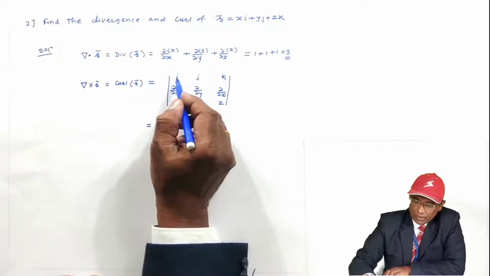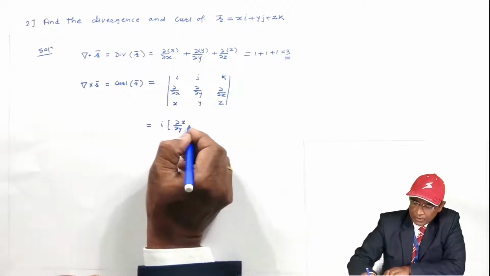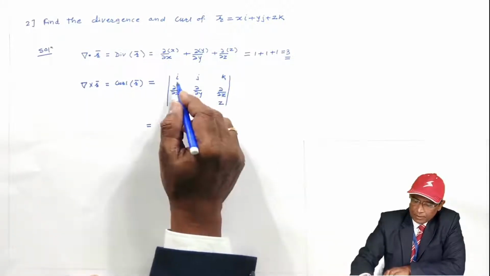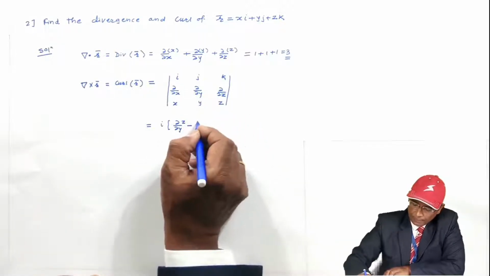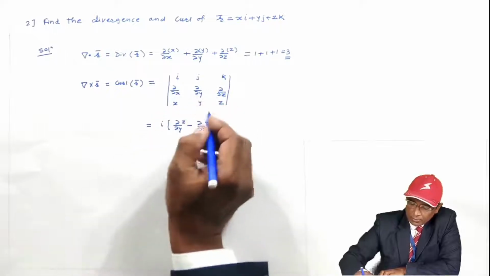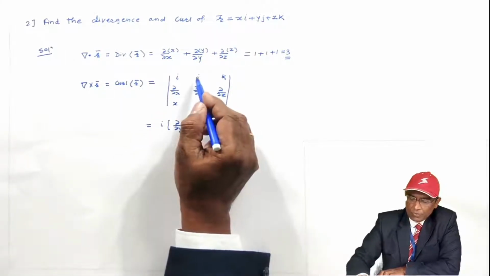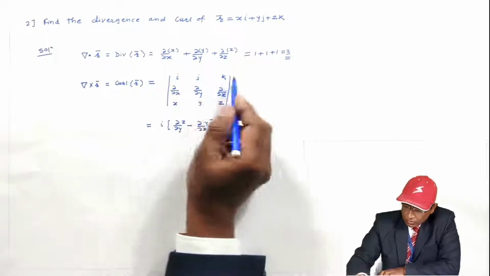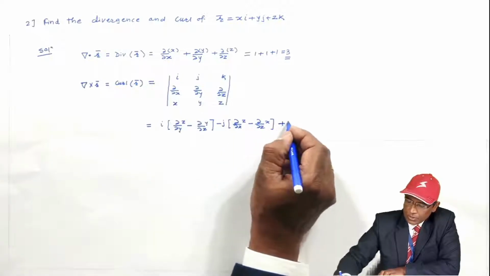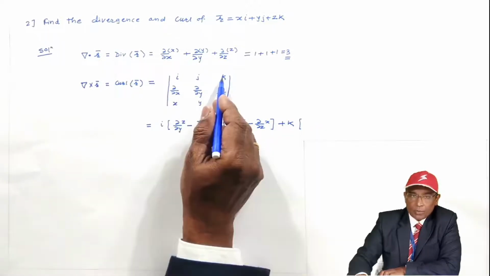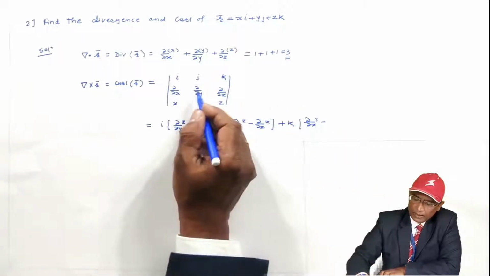Write i times the minor of i: leave this column and row, del y of z minus del z of y. You can write this directly also, I am writing it indirectly. When you resolve a determinant, the second element takes a minus sign by default. The minor of j is what? Leave this column and row: del x of z minus del z of x. Plus k times the minor of k: leave this column and row, del x of y minus del y of x.